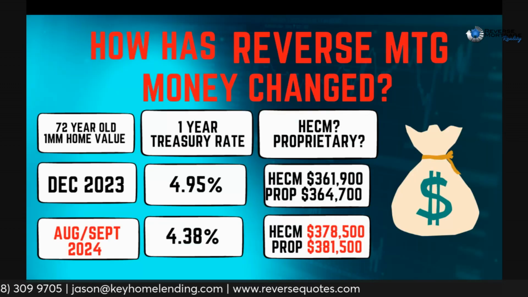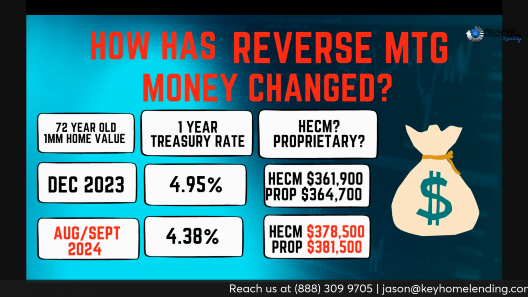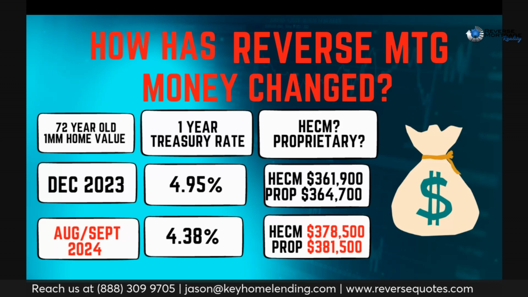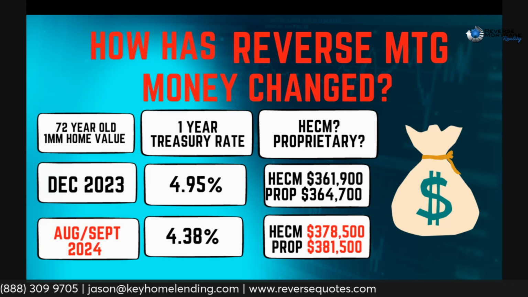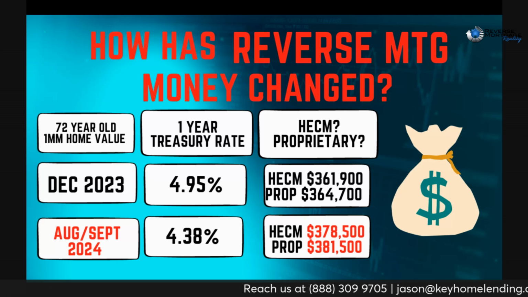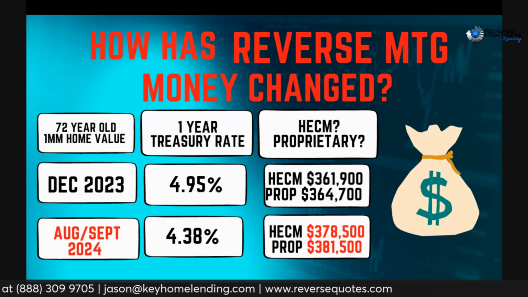So, how has reverse mortgage money changed over time? And what we're going to do is, just to even it out, we're looking at a 72-year-old with a $1 million home value. So we'll compare December of 2023 versus August and September of 2024. Well, you can see that since December, the one-year Treasury rate has actually dropped from 4.95 to approximately 4.38. I ran that 4.38 a couple days ago. I think it's 4.365 now, but this week rates aren't changing anyway.